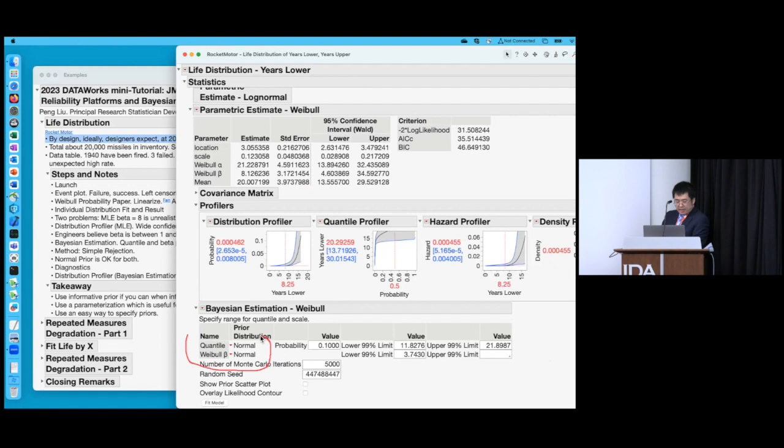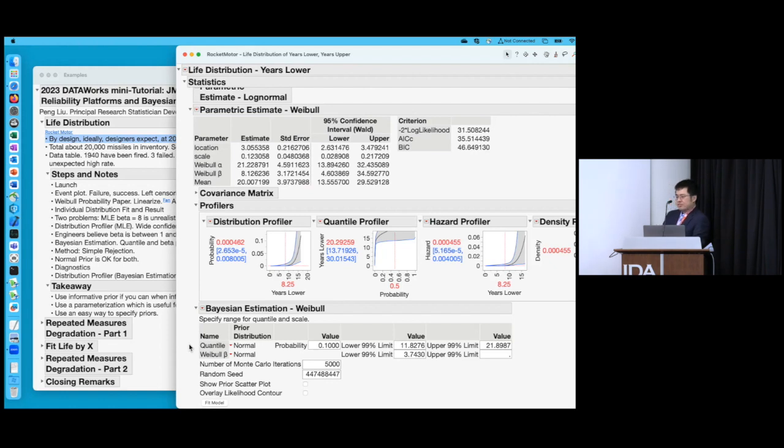The Weibull Bayesian estimate gives you two things you need to specify. One is information about the quantile, and the second is the information about the Weibull beta parameter. If you know Weibull, you know this quantile is not one of the parameters you usually see. There's a scale parameter, alpha or eta. It's not here. Why?